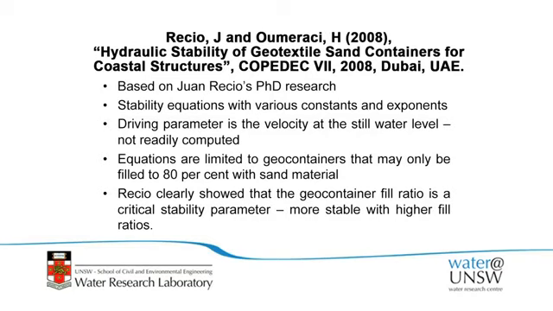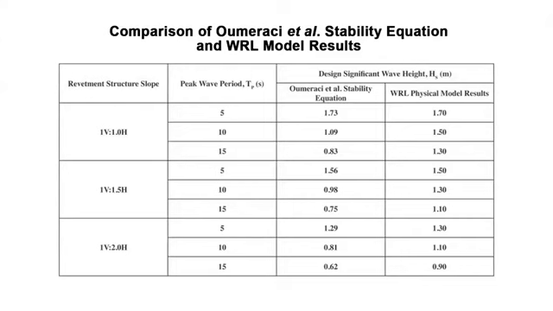His work clearly showed that the geotextile fill ratio is a critical stability parameter. So he did acknowledge that, but he did all his tests at 80% fill rather than 100% fill. So that's one of the reasons probably for the difference in his numbers. And the most difficult part, as I said, is you need to use the velocity at the still water level to drive the stability equations. We did do a comparison of the numbers that we got versus Recio's numbers. It's a whole lot of numbers, I won't go through them, but his supervisor was Hossein Oumeraci, who's a fairly prominent coastal engineer in Germany, and he published another paper from the PhD. We basically used his equations, came up with some numbers, and used our own study to come up with what sort of numbers we're getting.